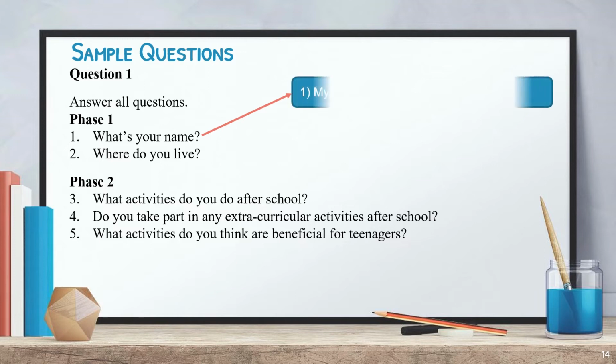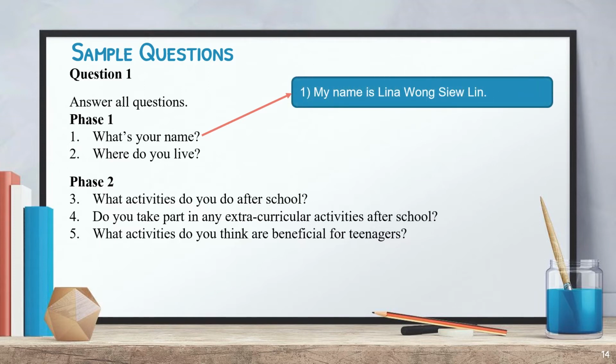So what's your name? My name is Lina Wong Siu Lin. Now, remember, you have to answer in a proper sentence. Please do not answer in word form. What's your name? Lina. Okay? Please answer in a full sentence. My name is Lina Wong Siu Lin, but everybody calls me Lina. You can even elaborate a little bit. My name is Lina Wong Siu Lin, but my nickname is Siu Lin. Or my nickname is Lina.